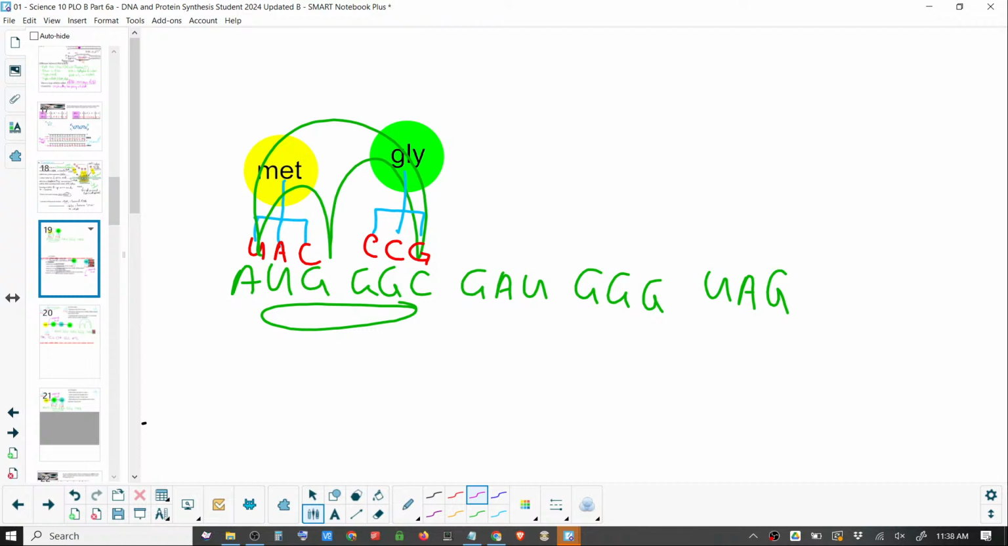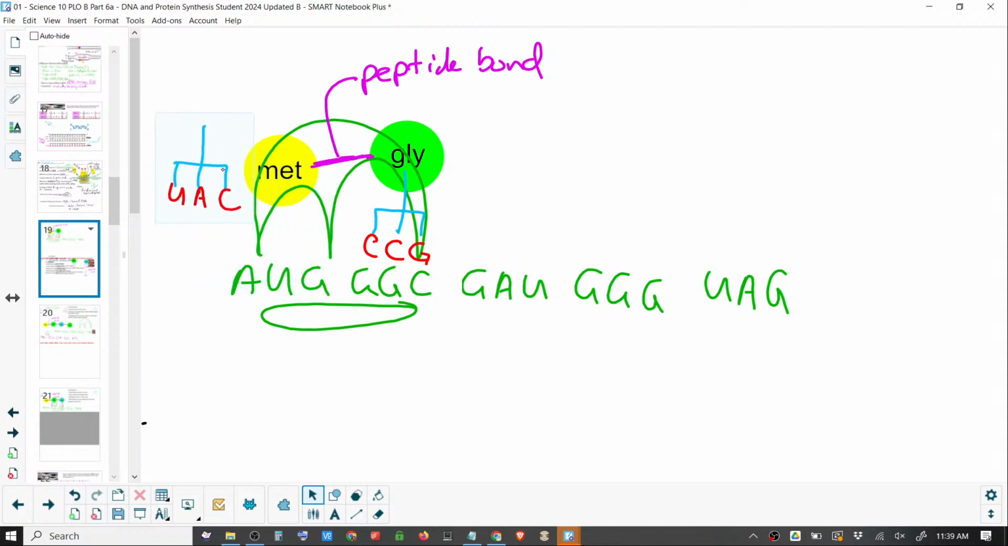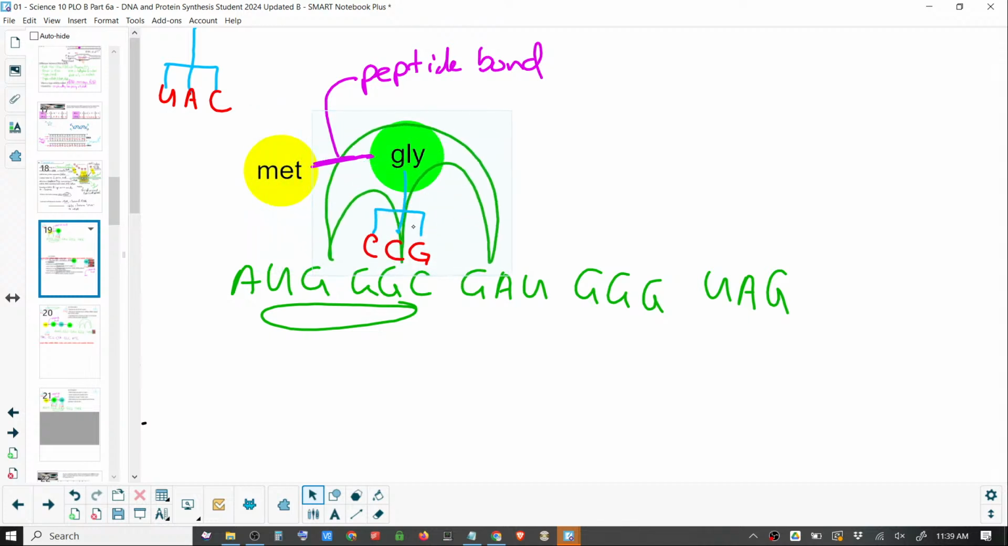Watching, not writing. We form a bond between the amino acids. That is called a peptide bond. Not writing things down. And then this tRNA floats away, leaving the amino acid behind. This goes chunk, chunk.